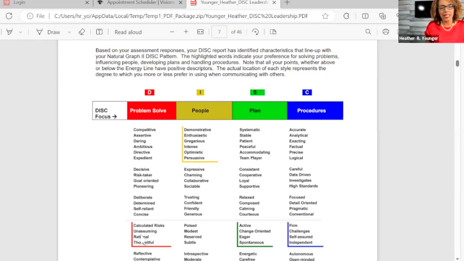And then there are the descriptors below each of the sections. Under D right now, it shows calculated risks, unassuming, rational, thoughtful, where you see the little red defined line. And then under I, you see demonstrative, enthusiastic, or gregarious, that's the high I. There are different descriptors depending on where you are on the spectrum, where you are on the scale of the DISC. But you can see that I have a little bit of all of it in me.